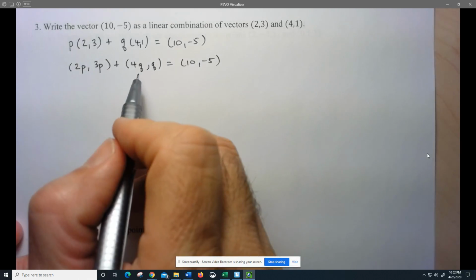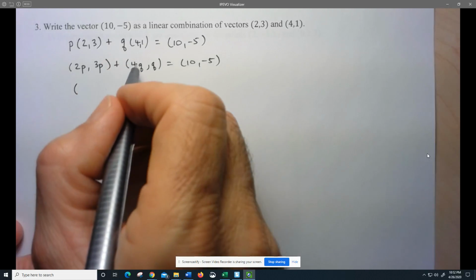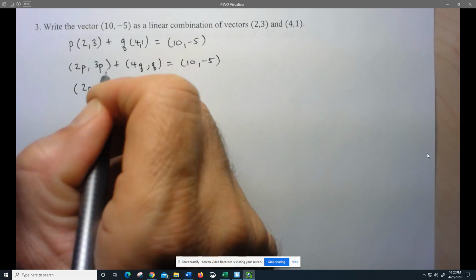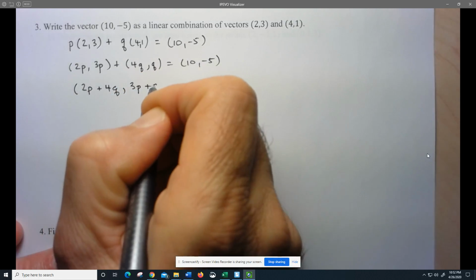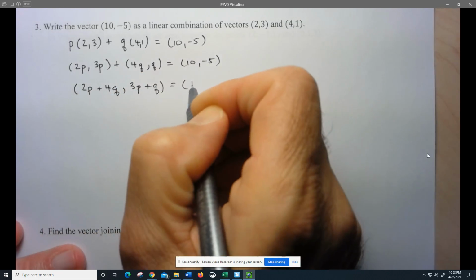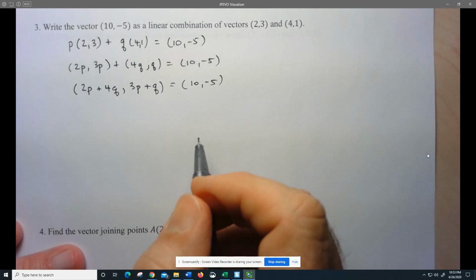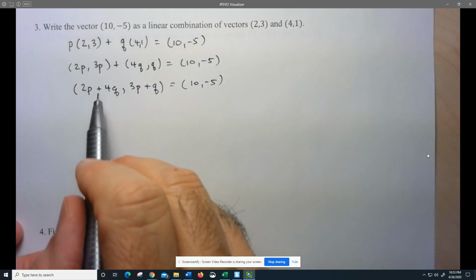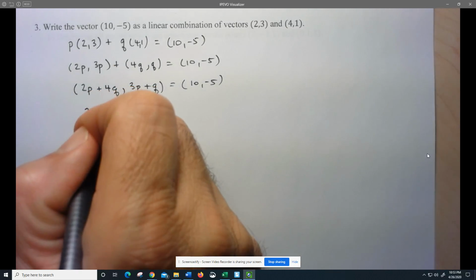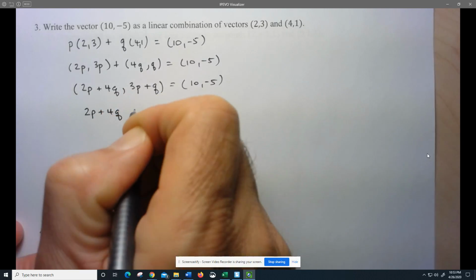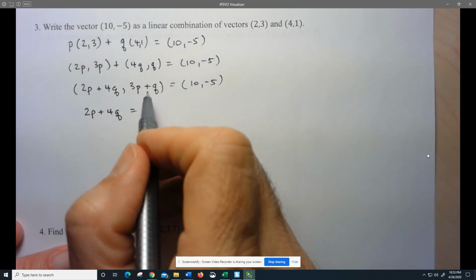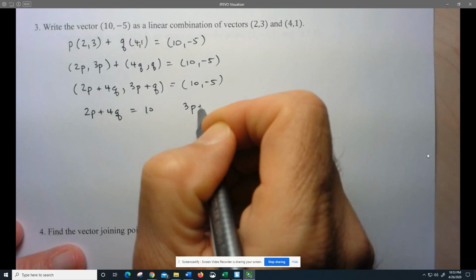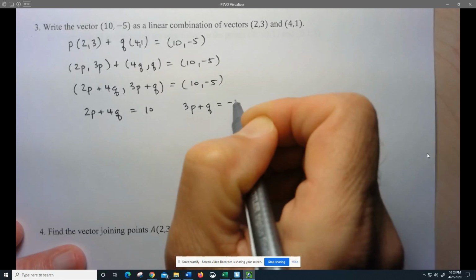So now let's keep simplifying. Let's add these two vectors together. So now I just add the individual components. So 2p plus 4q, and this is going to be 3p plus q, and all of that is going to equal (10, -5). So now I have these two vectors that are equal to each other. That must mean that the x components are the same. So 2p plus 4q has to be equal to 10, and the y components have to be the same. So that means that 3p plus q has to equal -5.